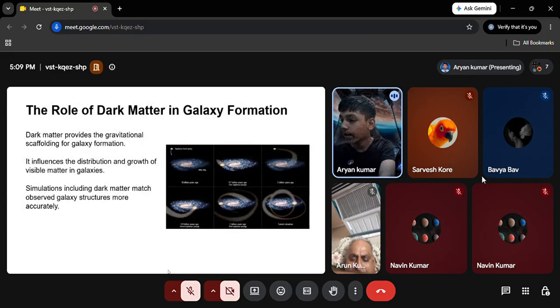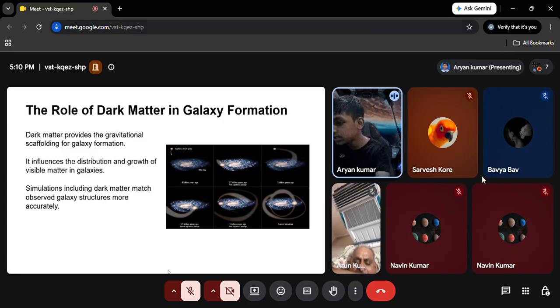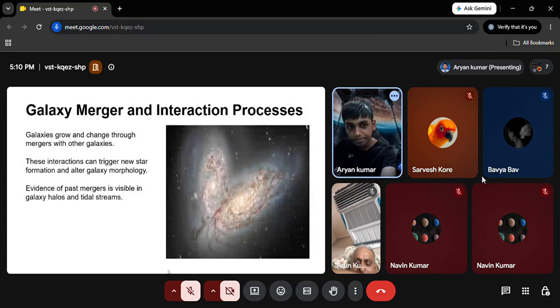The role of dark matter in galaxy formation. Dark matter provides the gravitational scaffolding for galaxy formation. It influences the distribution and growth of visible matter in galaxies. Simulating dark matter helps reproduce observed galaxy structures more accurately.